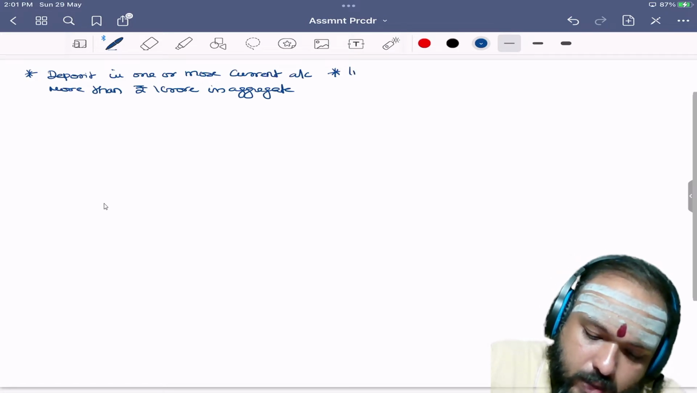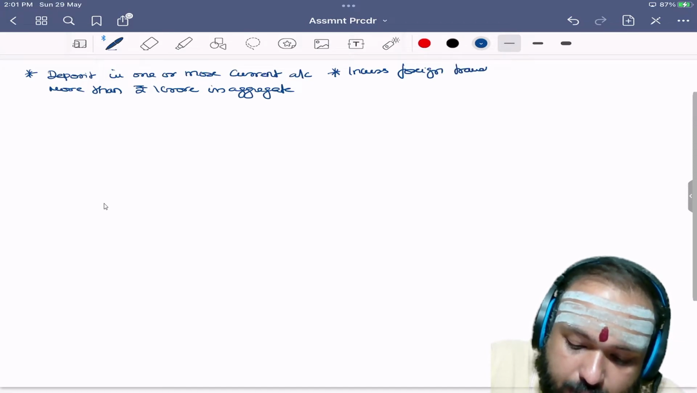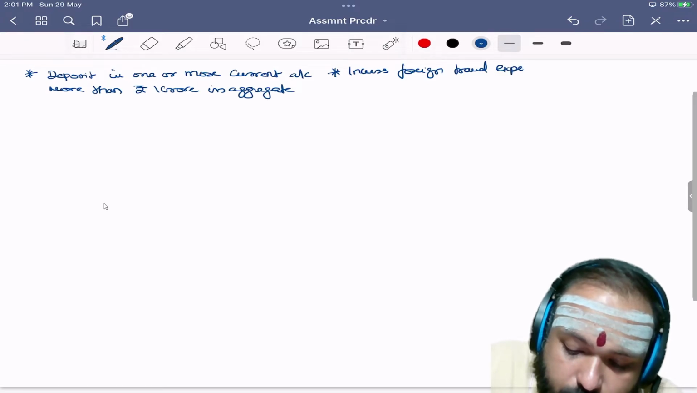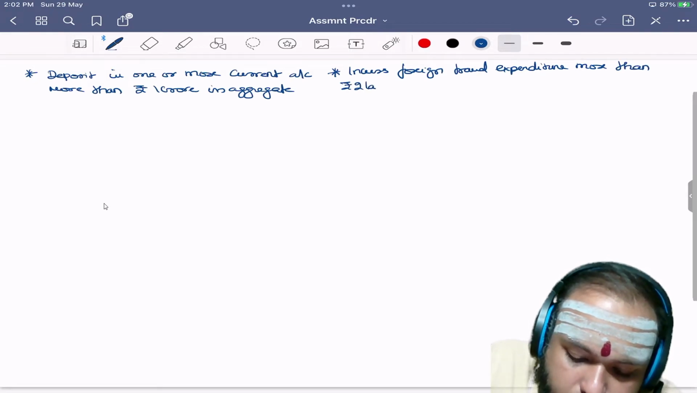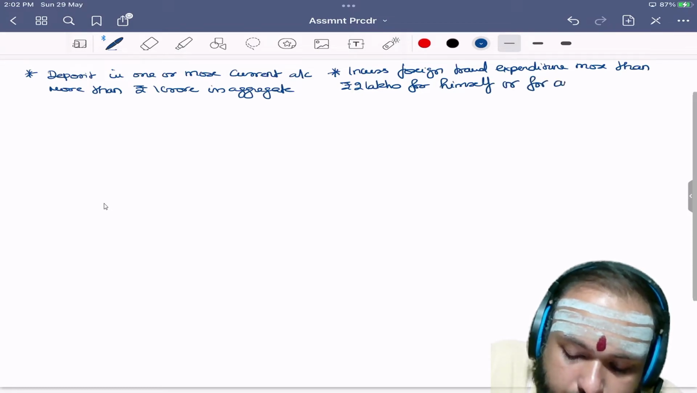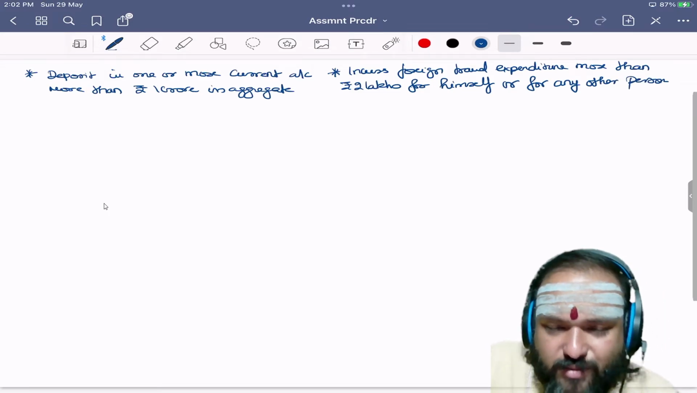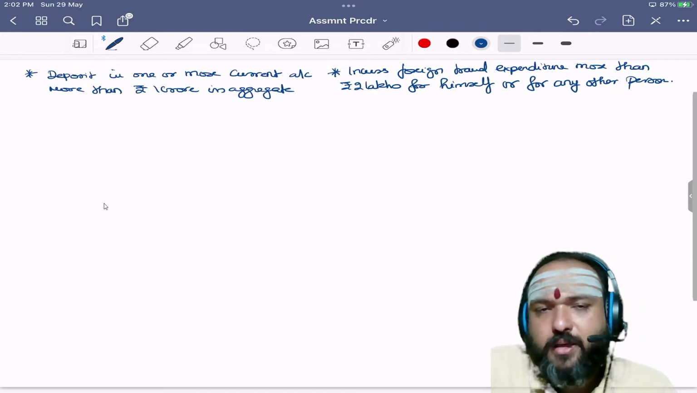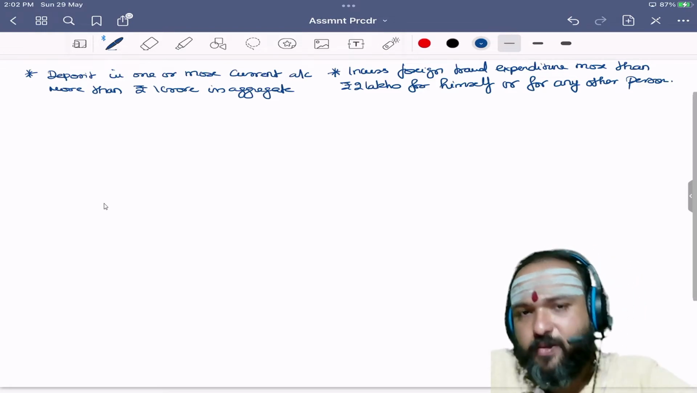Second case: incurs foreign travel expenditure of more than rupees 2 lakhs for himself or for any other person. Why himself? Himself or herself. So there is no gender ambiguity here. Just by word of mouth, I have specified himself. It could also include herself. So there is no discrimination that is brought in.